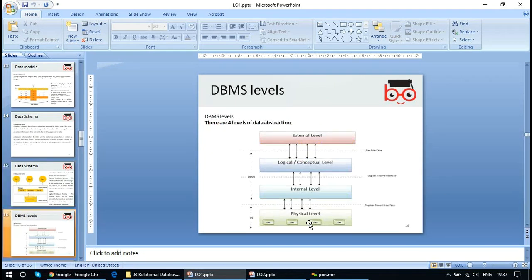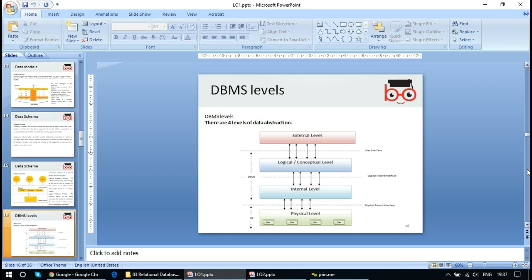Furthermore, the physical and internal levels are sometimes called the physical schema. And on top of it, there is a logical schema, and it is connected with the external level, which is basically the user level. So physical schema, logical schema, and then connected with the external level, which is the user level indeed.